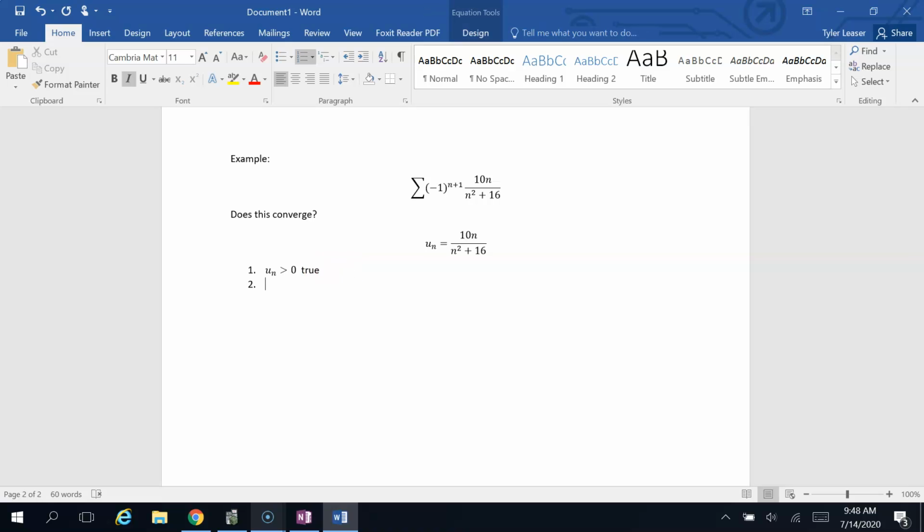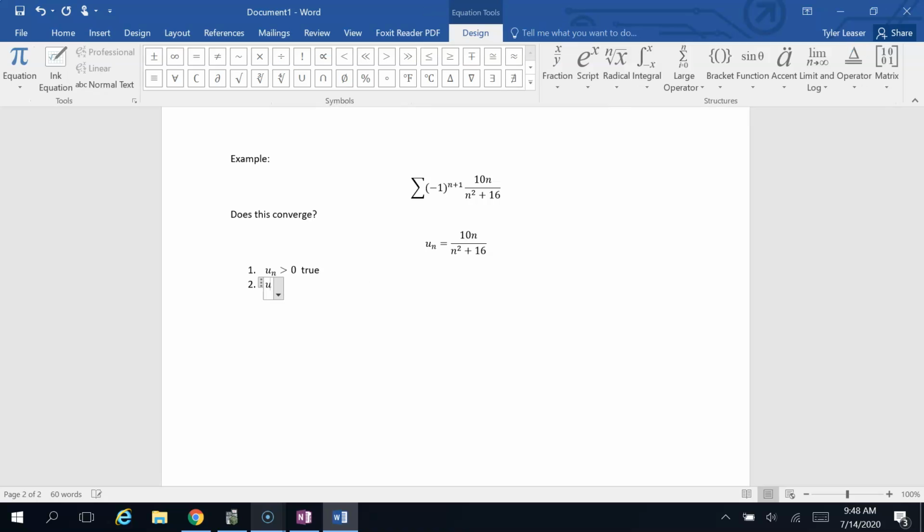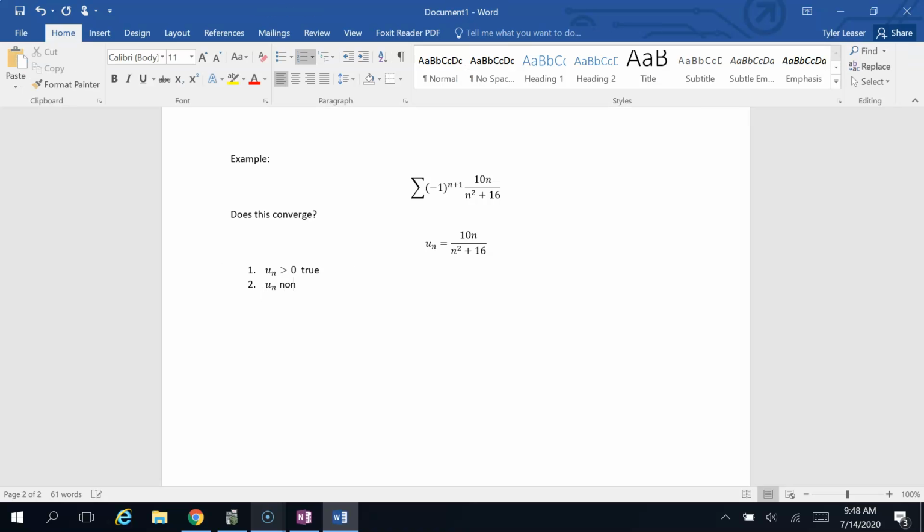Okay, the next thing that we have to show is that these u sub n's are non-increasing. This one is not so obvious. One technique that you can use to show this is by finding the derivative of your sequence and showing that the derivative is always going to be negative, because if the derivative is negative, that means your slope is negative, which means you are decreasing. So we will show this by showing the derivative is negative.